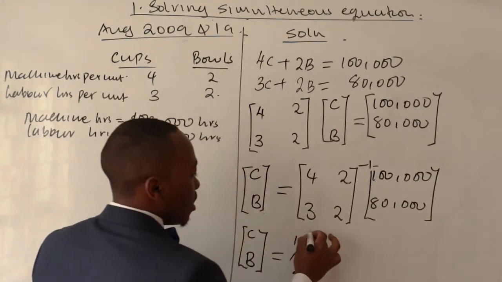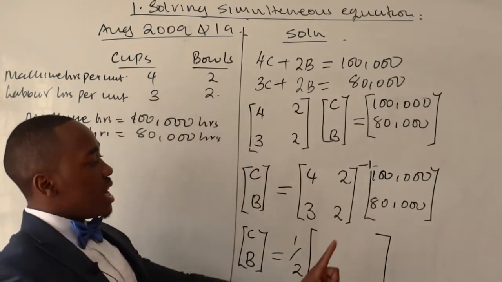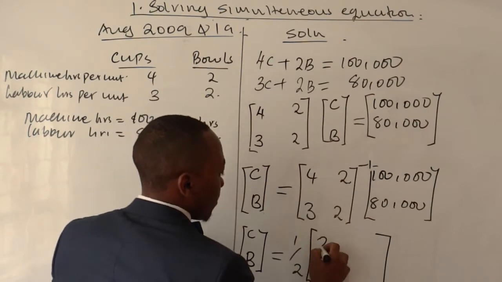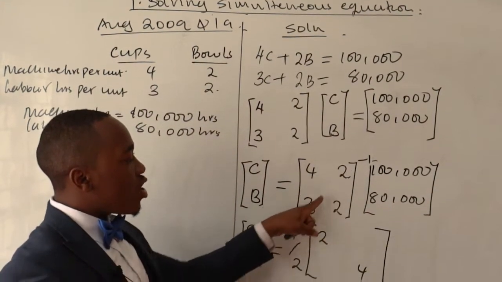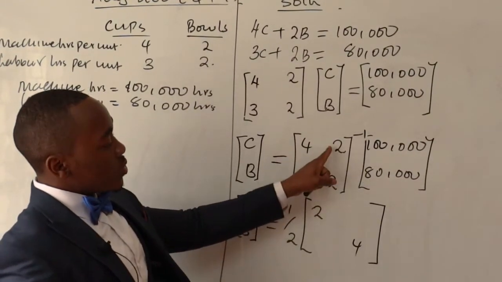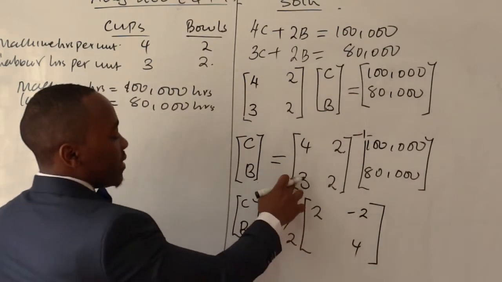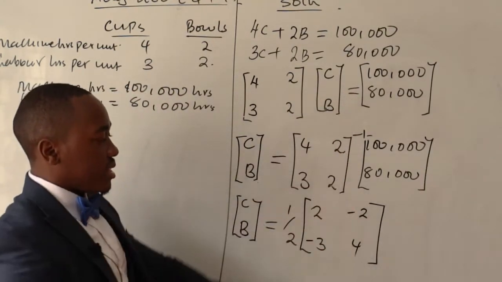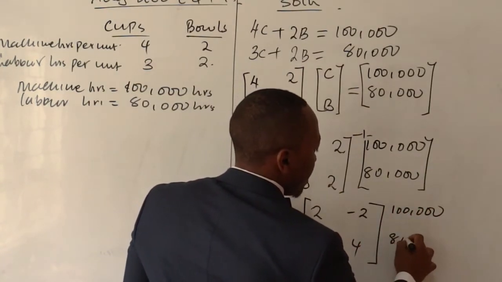You get the reciprocal. And then, when getting the inverse, for the major diagonal elements, you interchange. So the 2 goes there, and 4 goes there. But for the minor diagonal elements, you change the sign. So positive 2 becomes negative 2, and 3 becomes negative 3. So you have the inverse of that. And then you multiply by 100 and 80.